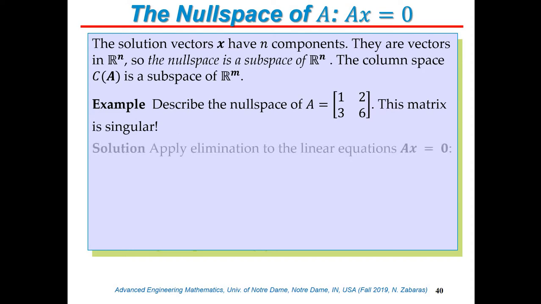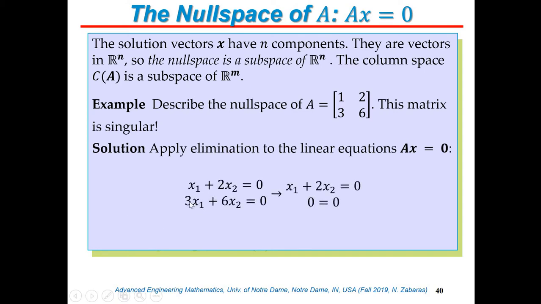So what we're going to do is first elimination to the system AX equal to 0. And I remind you, what's elimination? We're going to define the multiplier here, which is 3, and subtract 3 times row 1 from row 2. So 3x1 will cancel out, 6x2 and 6x2 will cancel out, and we get 0 equal to 0. So really what the null space is, it is defined by the equation x1 plus 2x2 equal to 0. That's a line, and that line defines my null space in this particular problem.